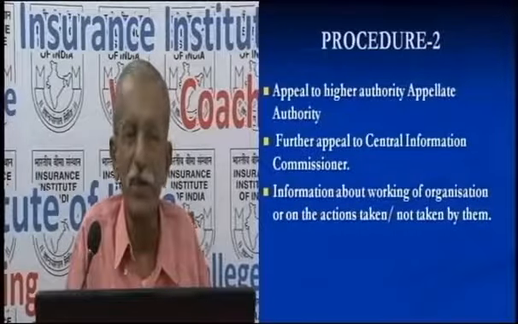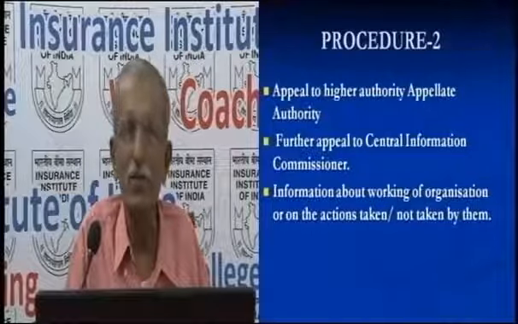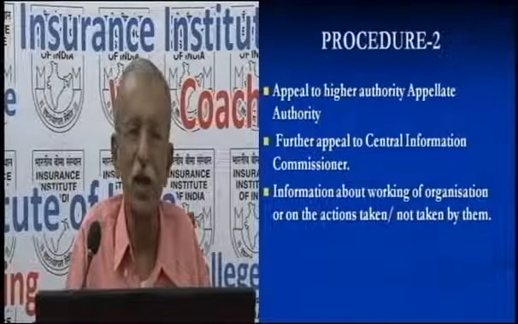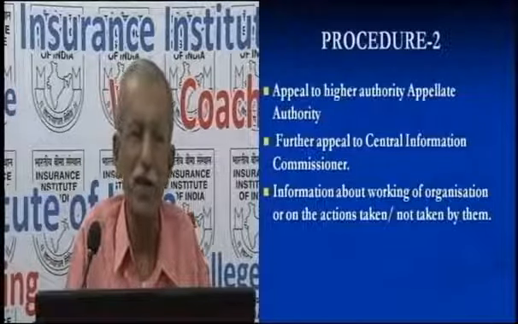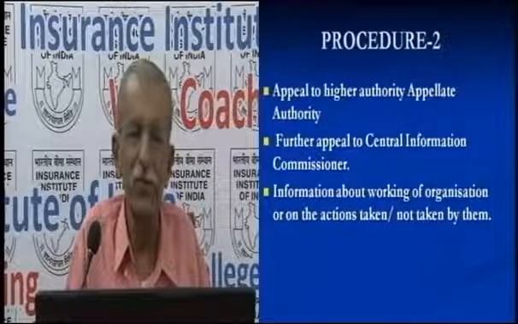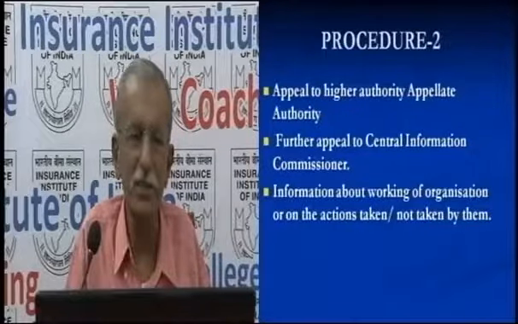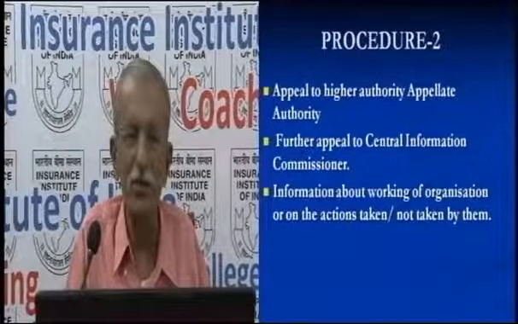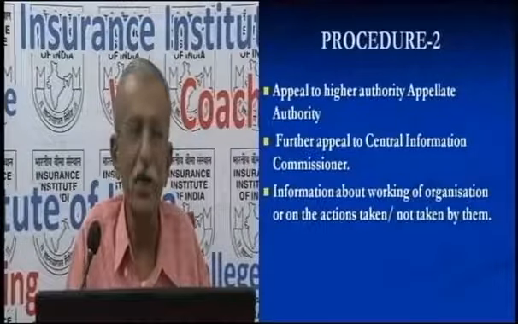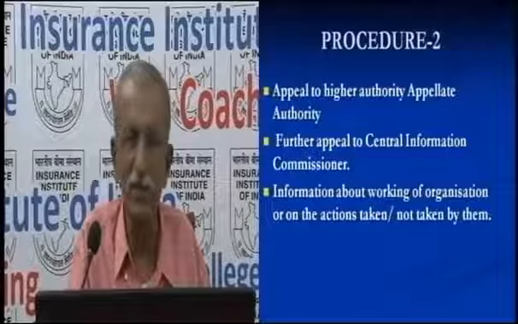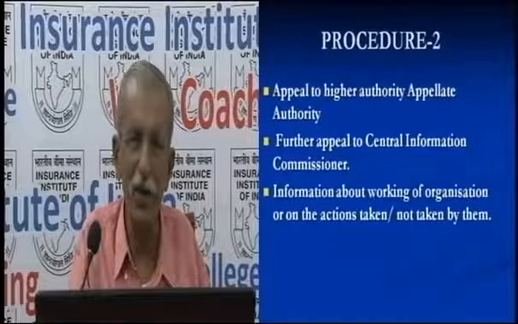In the event of non-sharing of information or delay in giving information, an appeal can be made to the appellate authority prescribed under the Act. And if a further appeal is required, it should go to the Central Information Commissioner. Information about the working of the organization or actions taken or not taken by them is to be shared with members of the public on application.